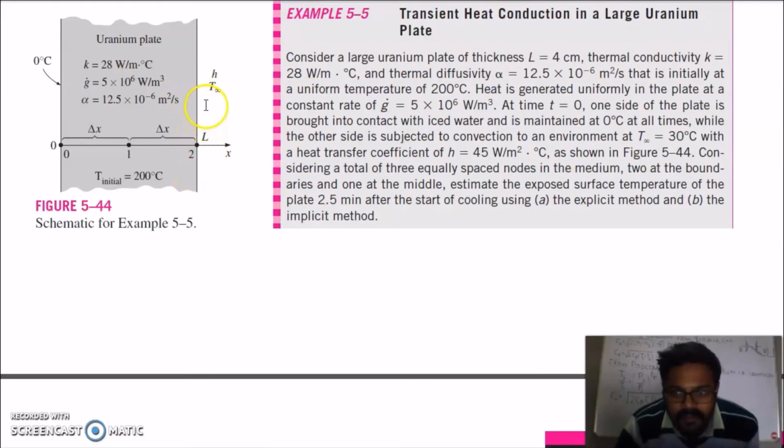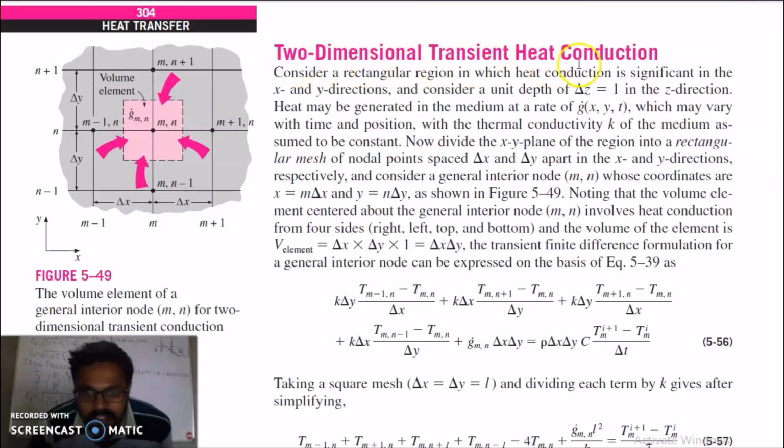The same problem you can solve by the implicit method. Two-dimensional transient heat conduction.